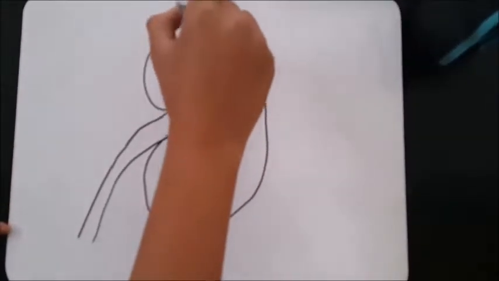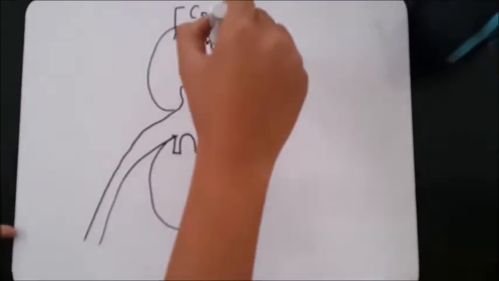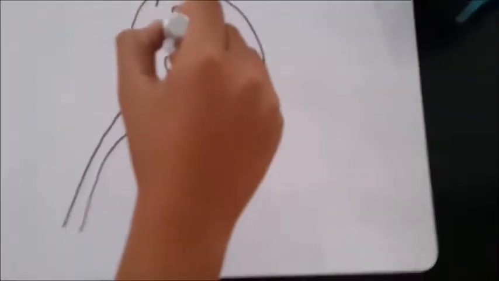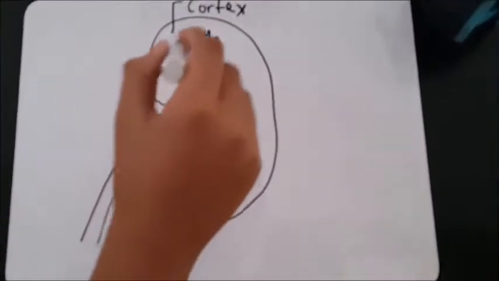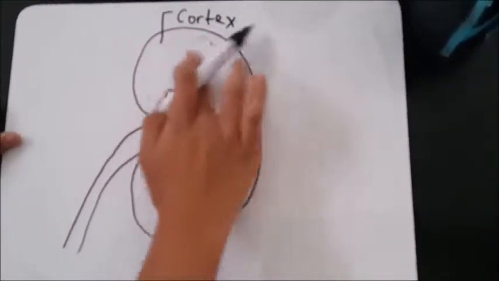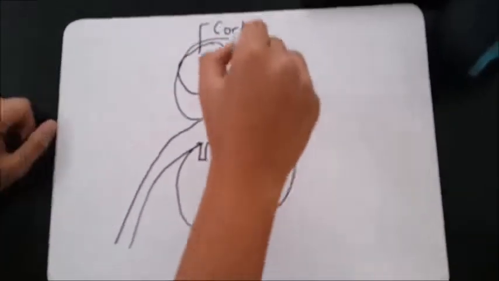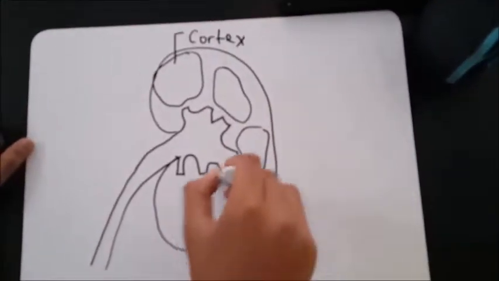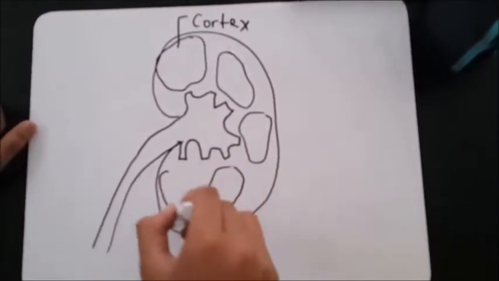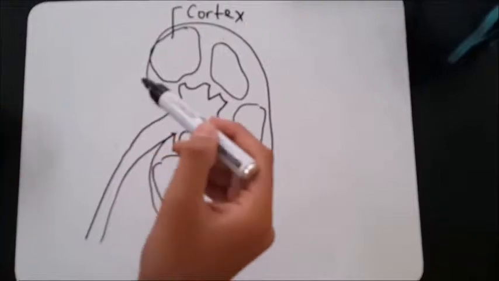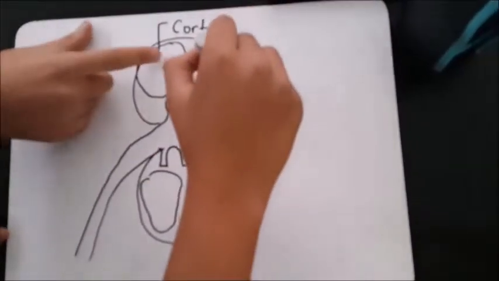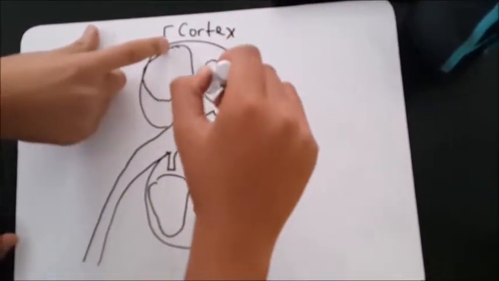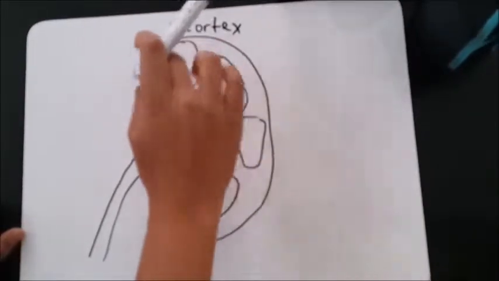The cortex is the outer layer of the kidney, and it consists of several nephrons, and nephrons are individual filtering units of the kidney. These circles being drawn are the medulla, and the medulla is an inner layer of the kidney, which also consists of several nephrons.